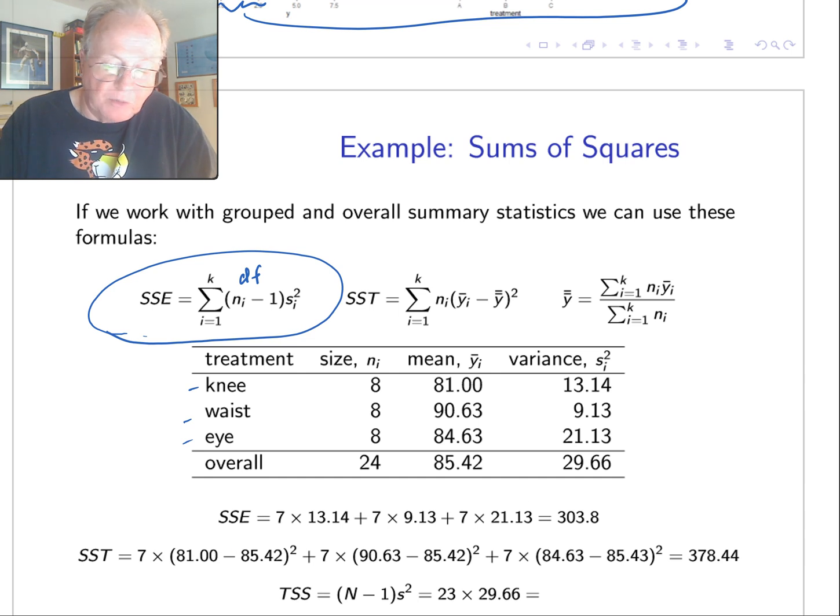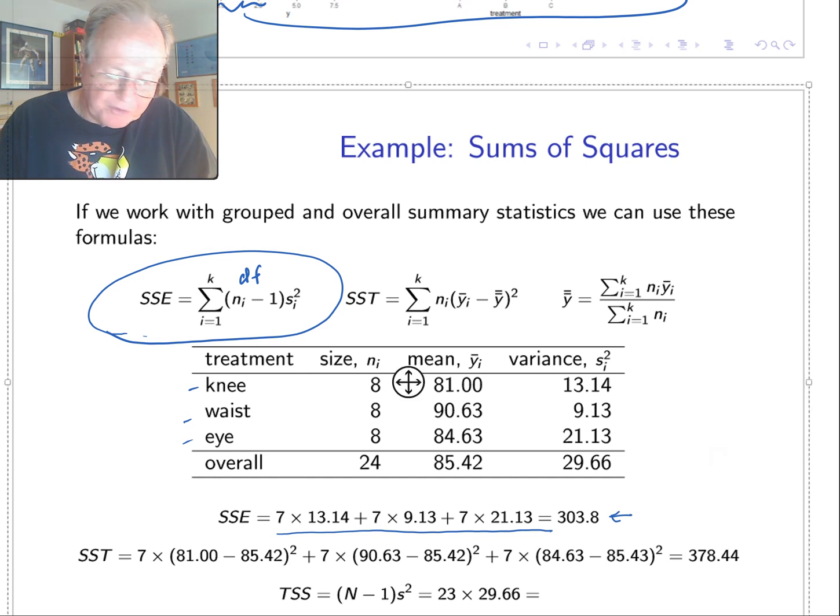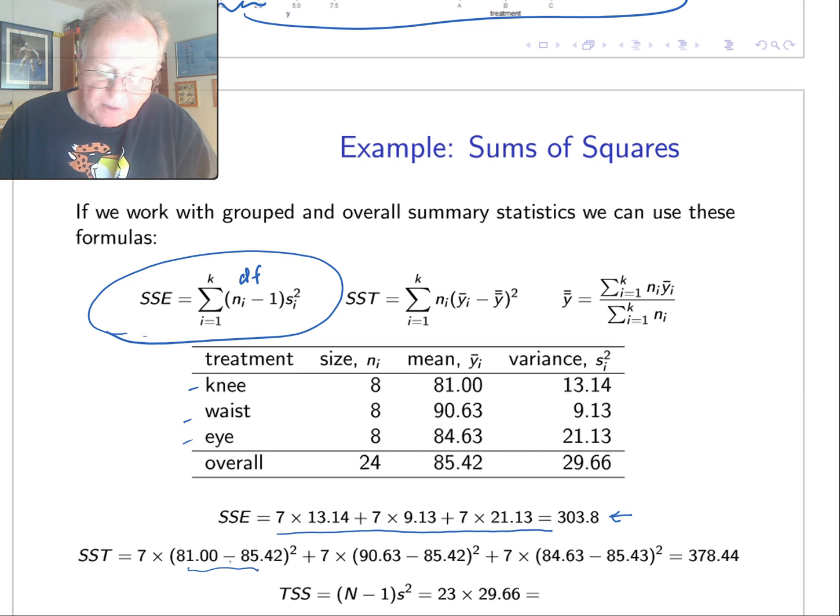Okay, so let's do this. Sum of squares for error. Each group has 7 degrees of freedom, and so 7 times each of the variances will give us a variation of 303.8. Sum of squares for treatments, we'll look at those deviations from the grand mean and square them, multiply by group sizes, and add all those up. Okay. And then the total sum of squares.